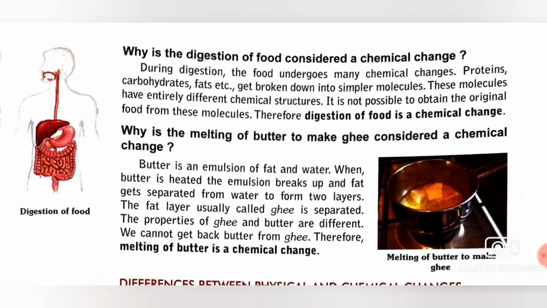Similarly, the digestion process is also a chemical change. Melting of butter to make ghee is also a chemical change. তো basically chemical change হওয়ার জন্য আমাকে কি দেখতে হবে, যে new things are formed, the property of that new thing and that original thing are quite different, and also the most important thing that we cannot get back the original thing from that new thing. তো এখানে যে কটা example we have discussed, all of them are chemical changes because these three properties work in all of the examples, right?